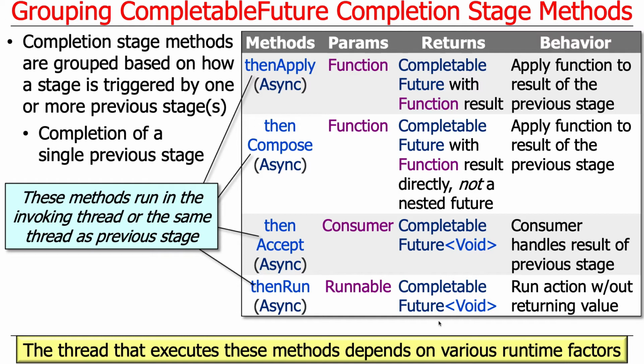And you can see there's a bunch of these. Then apply, then compose, then accept, then run. I'm not going to talk about them right now because I'm going to go through each of them one at a time and explain them to you. This chart is just here as a single place to find a synopsis of what they do. You can see they take different kinds of parameters, they have different kinds of return values, and they have different kinds of behaviors. I'll talk through all those things. Yes?